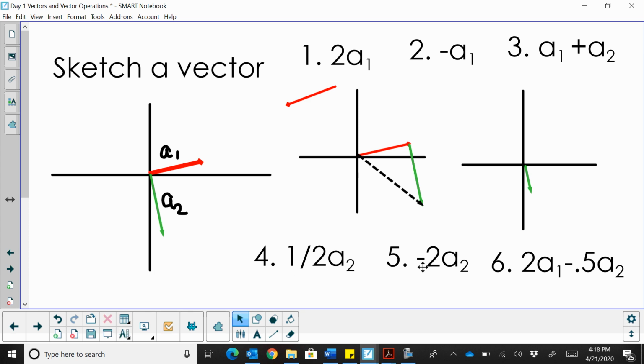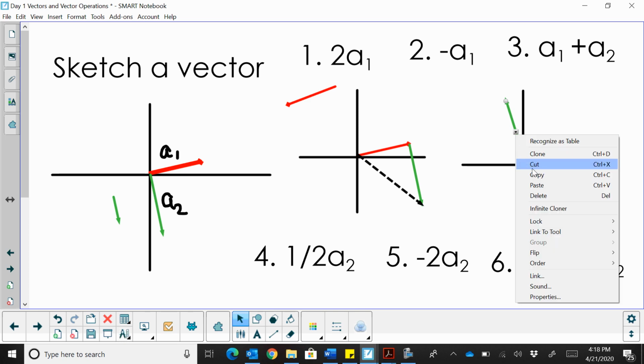Okay, now let's try negative 2 a sub 2. So we have a scalar of 2, but then we're also going negative. So twice as long in the opposite direction of a sub 2. So let's do that. Let's take a sub 2. Here's an a sub 2. So there's our vector. But we want it to go the opposite direction. So it's going to go this way. And then we need to double that.